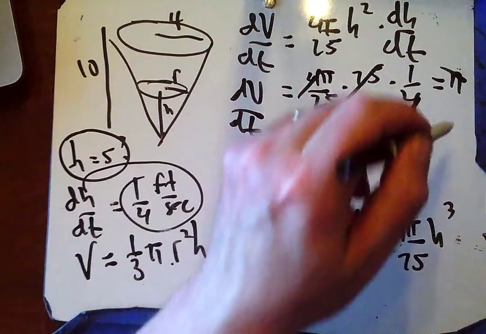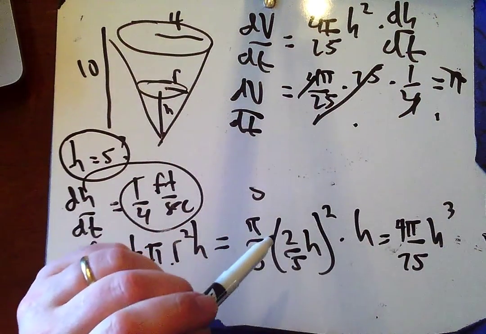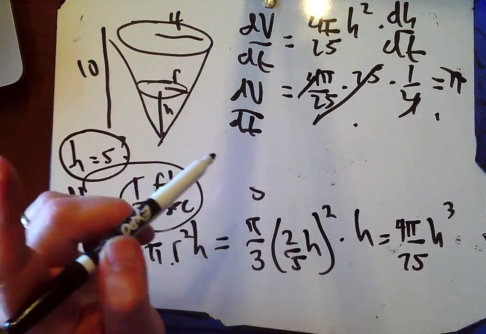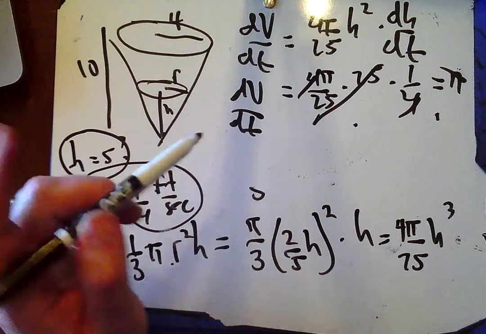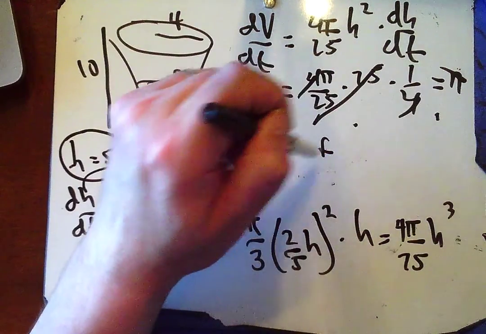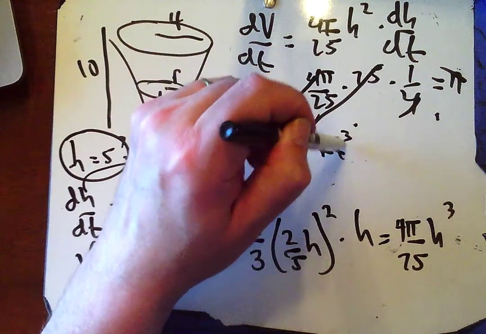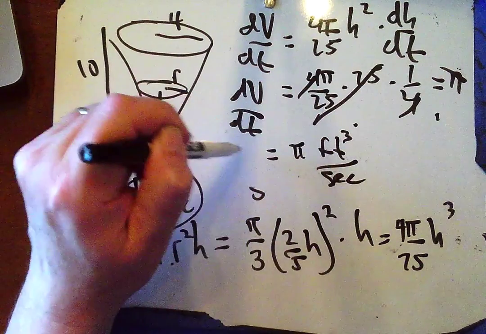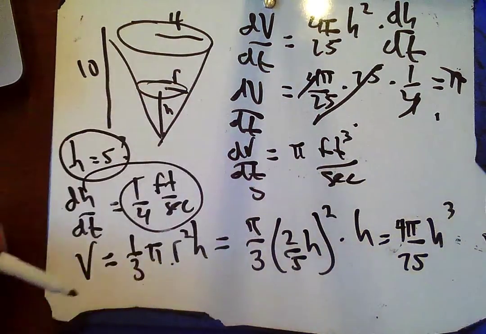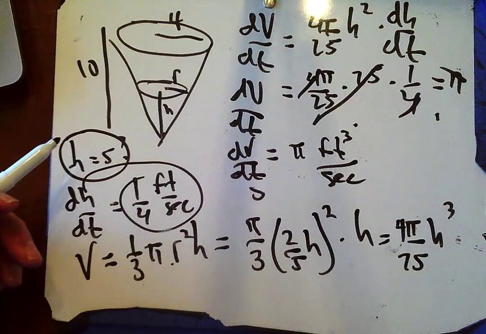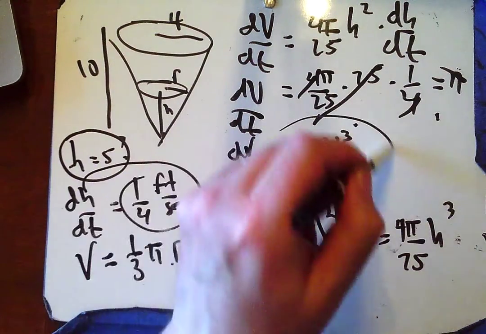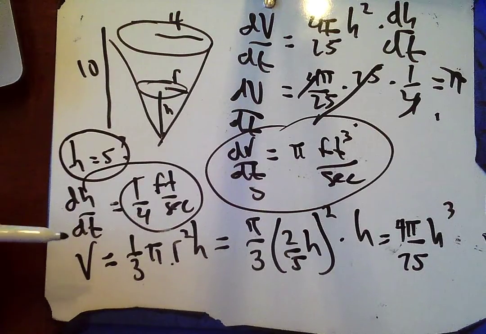And what are the units? We're looking at feet per second. So this is going to be pi feet cubed per second is our change in volume. All right. That's the rate at which water is entering our vertex down cone.